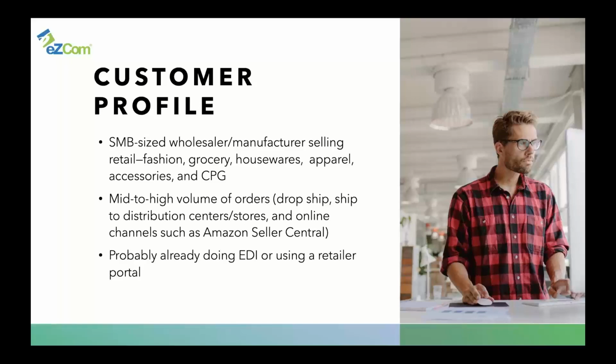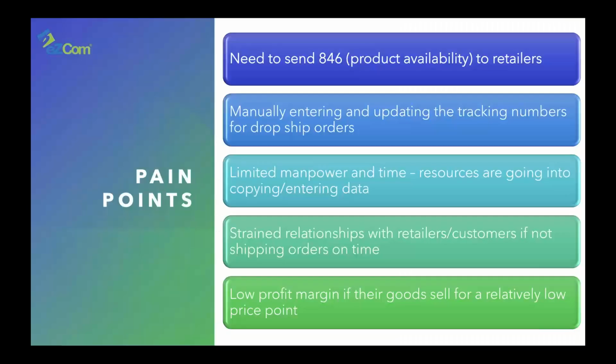Listen, we all know that there are pain points with a D2C program. There's a lot to cover, but what we've decided is to take a narrow focus on the 846. You know, there could be limited manpower and time and resources, strained relationships with retailers and customers if orders are not shipped on time. Sometimes there's manual entry and updating tracking numbers for drop ship orders. Finally, there are really tight profit margins on D2C orders, especially if you're selling products at a low price point.